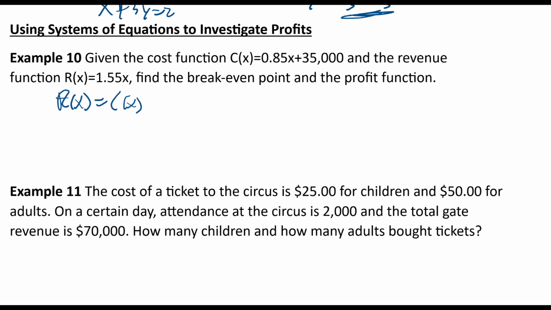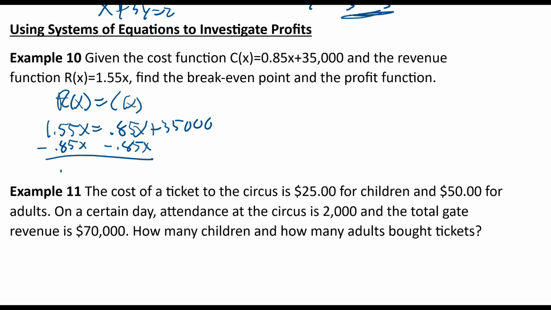and that's going to be where 1.55x equals 0.85x plus 35,000. So I'll subtract the 0.85x, and I get 0.70x equals 35,000. And I can divide by 0.70. x is 50,000. So at 50,000 units, they'll have the same cost as revenue.